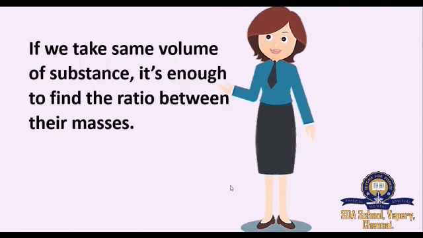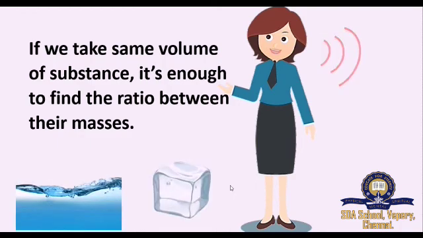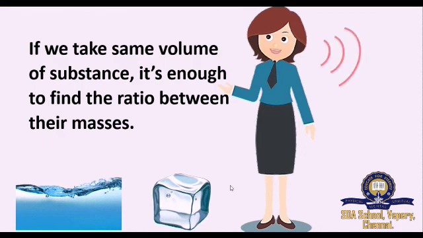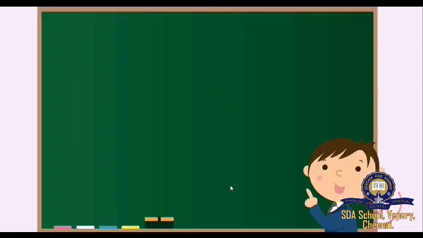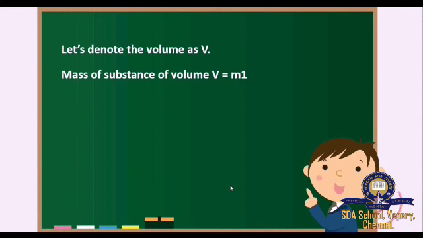If we take same volume of substance, it's enough to find the ratio between the masses. That is, we have to take same volume of water and as well as same volume of ice. Okay, let us see how. Let us denote the volume as V. Mass of substance of volume V is equal to M1. Mass of water of volume V is equal to M2. That is, we have taken the same volume. We have denoted that as V.